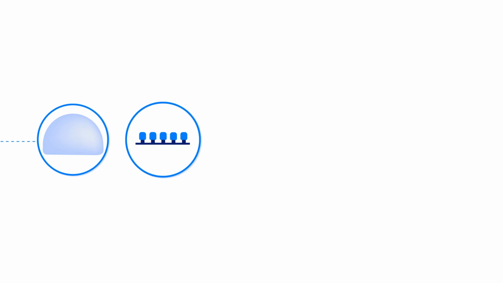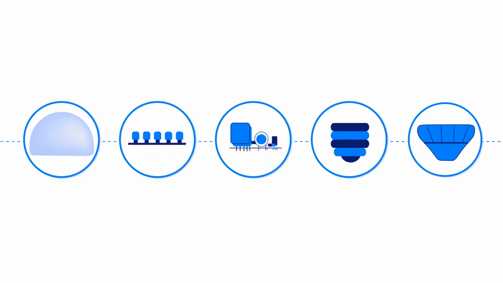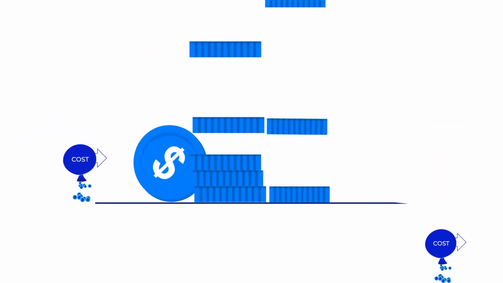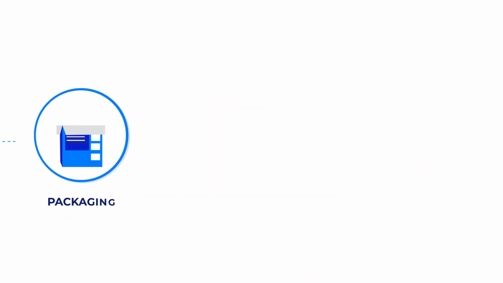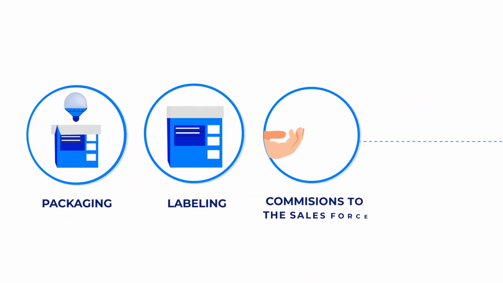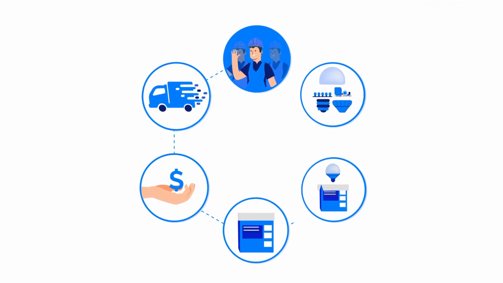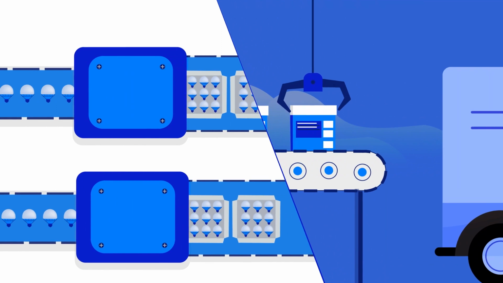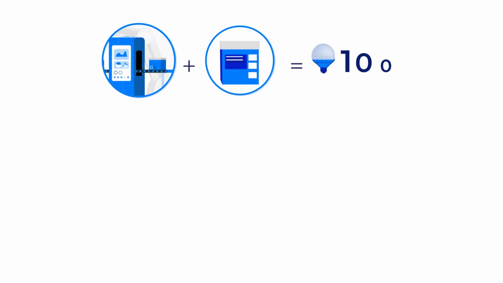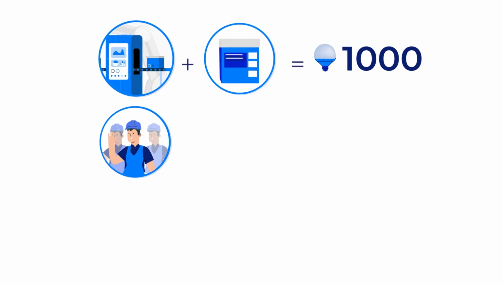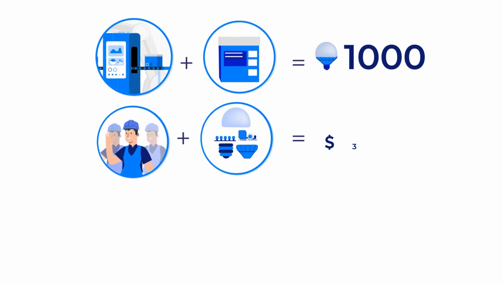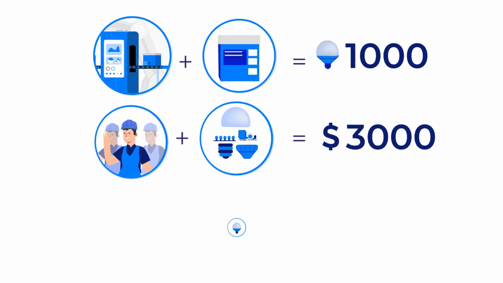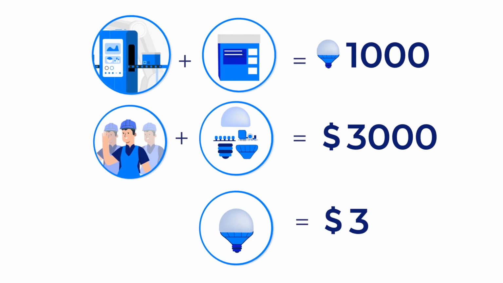There is the cost of the raw materials that go into the light bulb. And there are other direct costs as well, such as packaging, labeling, commissions to the sales force, and shipping. All of these costs are known as direct costs because they are directly tied to the process of manufacturing and delivering a light bulb. If we manufacture and sell 1,000 light bulbs and the direct costs, such as raw materials and direct labor, are $3,000, then each light bulb would cost $3 to make.